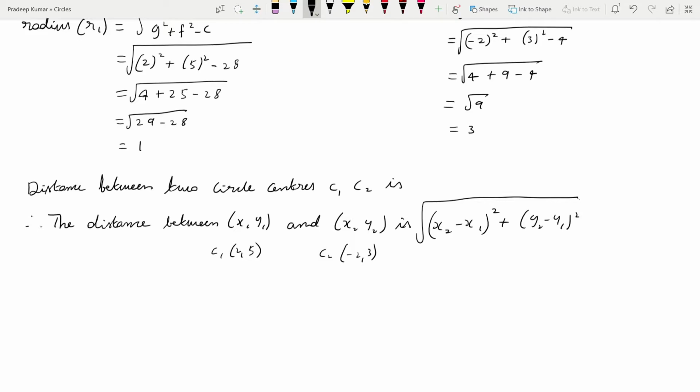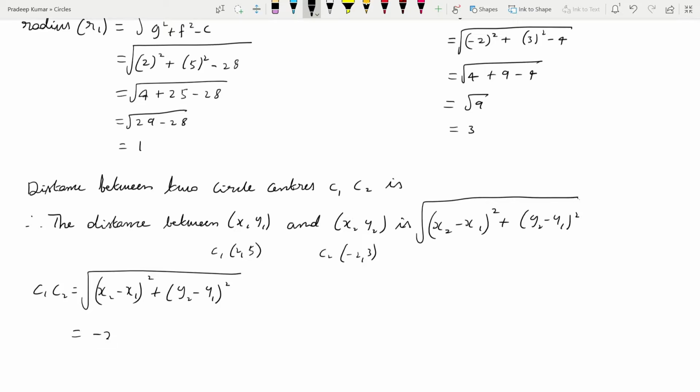So we are going to just submit these values here. I can write C1C2 equals the square root of (x2 minus x1) whole square plus (y2 minus y1) whole square. So let's submit these values. These are x1, y1 and these are x2, y2. So let's submit the values.